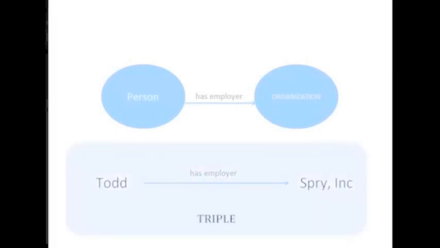A triple consists of a subject, a predicate, and an object. Triples lay at the heart of ontologies. They can be merged together to provide a comprehensive view of the real world within an ontology.